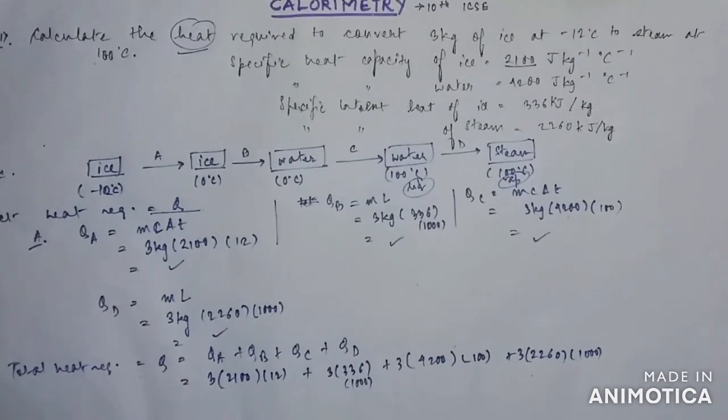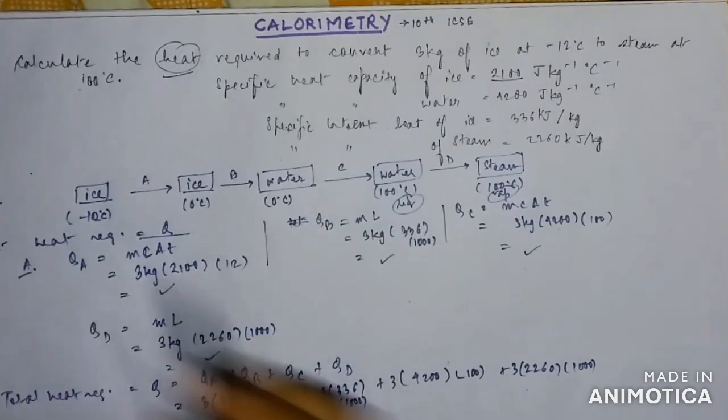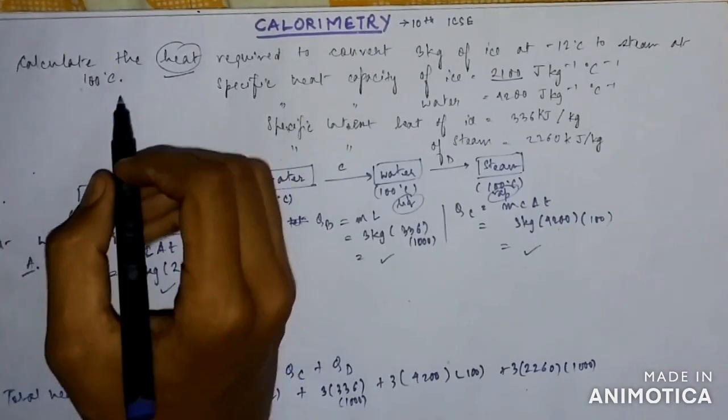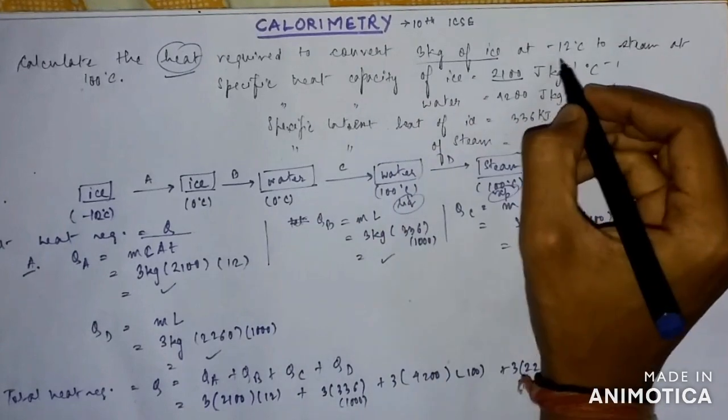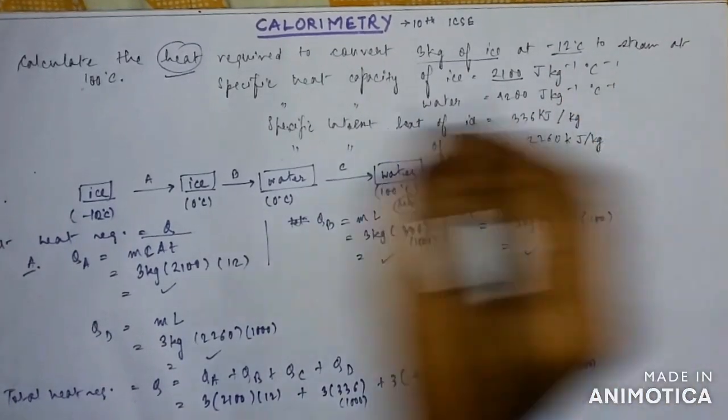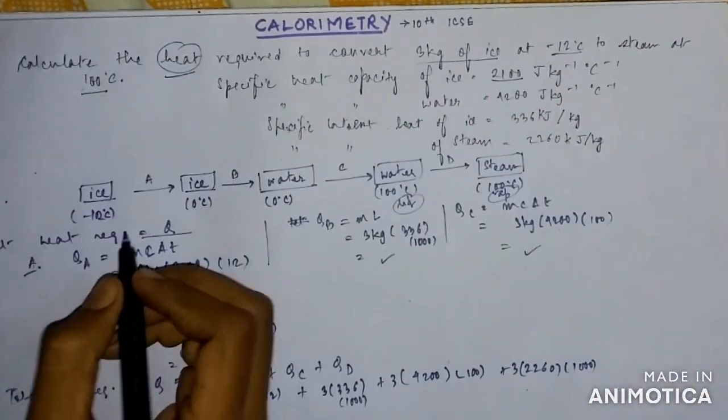Hello everyone, this is the first lecture of calorimetry in which we shall discuss some basic numericals which are a part of the 10th ICSE syllabus. So let us start. The first question says, calculate the heat required to convert 3 kg of ice at minus 12 degrees centigrade to steam at 100 degrees centigrade.